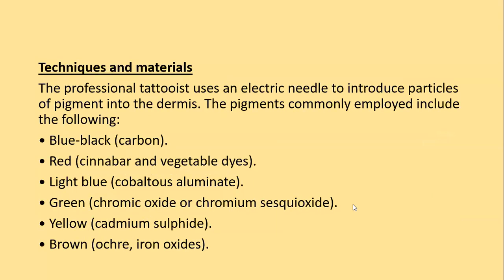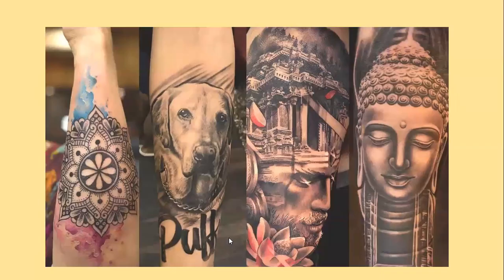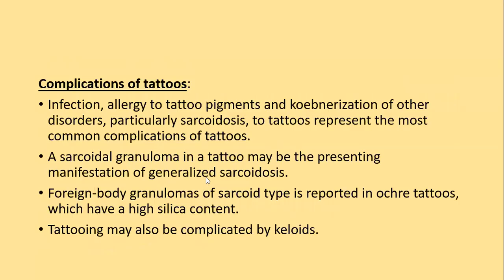The techniques and materials. The professional tattooists use an electric needle to introduce particles of pigment into the dermis, and the pigments commonly employed include blue-black, which is carbon, red is cinnabar or vegetable dyes, light blue is cobalt, green is chromic oxide, yellow is cadmium, and brown is ochre or iron oxides. So these are different color tattoos, but the most common are the blue-black tattoos.